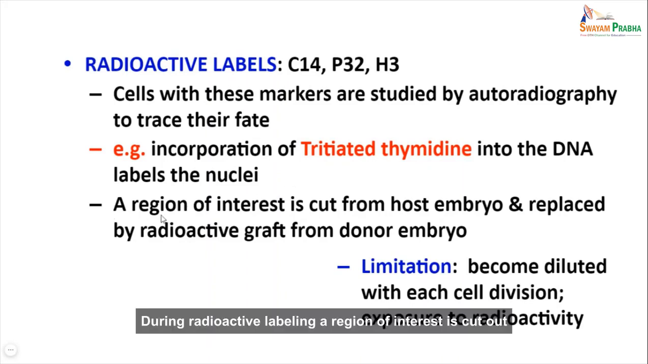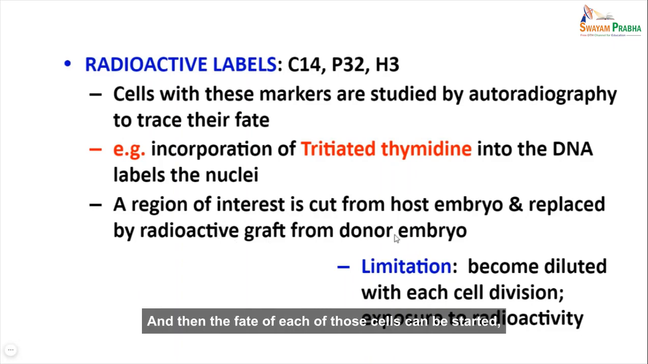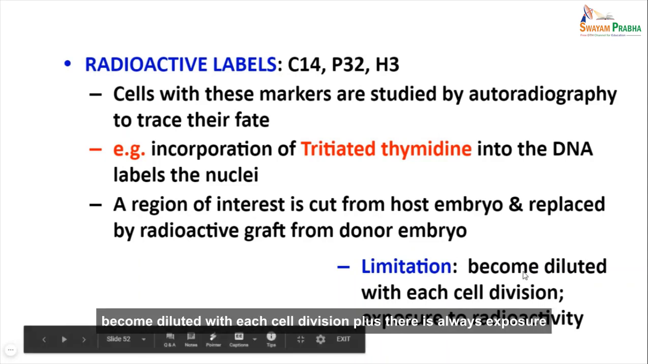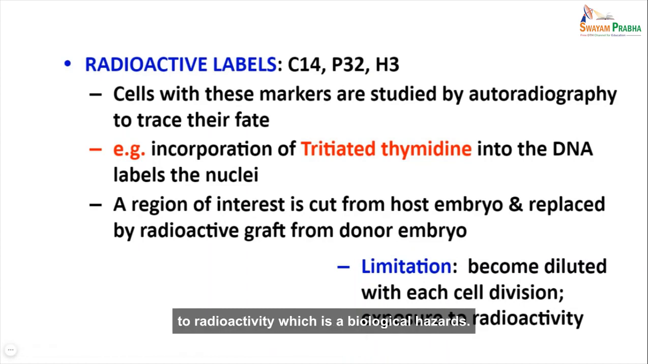During radioactive labeling, a region of interest is cut out from the host embryo and replaced by a radioactive graft from the donor embryo. And then the fate of each of those cells can be studied. But these radioactive labels have, again, the same limitation that they become diluted with each cell division. Plus, there is always exposure to radioactivity, which is a biological hazard.